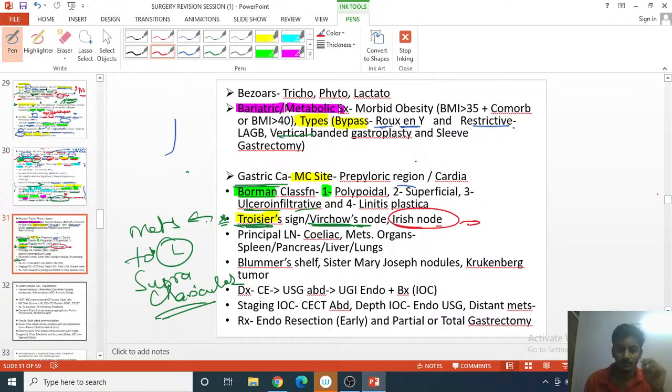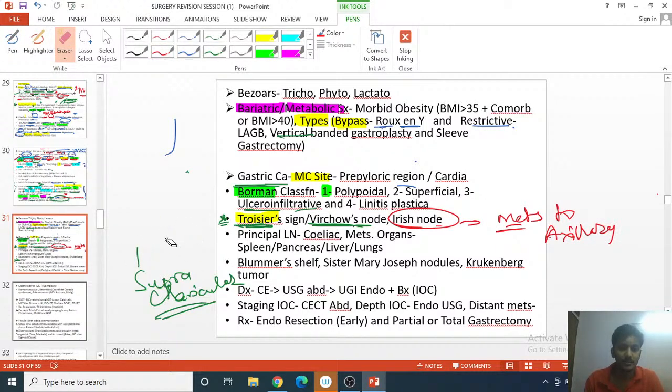And Irish node. Irish node is metastasis to anybody? Irish node is metastasis to your axillary lymph nodes. Please remember, metastasis to your axillary lymph nodes is known as Irish lymph nodes. Please remember.